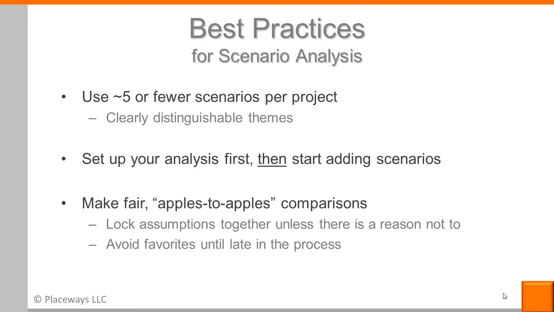Finally, make your scenarios be fair or apples to apples comparisons. That way it's easier to understand what's changing between the different scenarios. It gives you better information about your scenario analysis. A couple of ways to do this are to lock assumptions together across scenarios, unless there's a reason not to, and to avoid making favorites until late in the process. If you have one baseline scenario, one scenario that's terrible, and one scenario that's great, you're not really doing a fair apples to apples comparison, and you probably won't learn as much as if you start with more balanced comparisons.